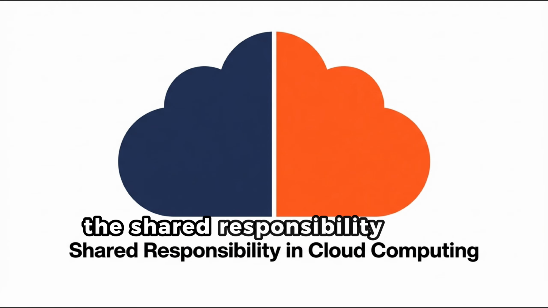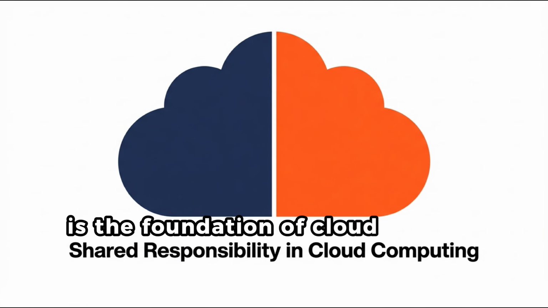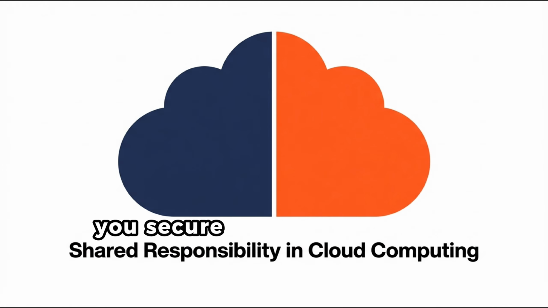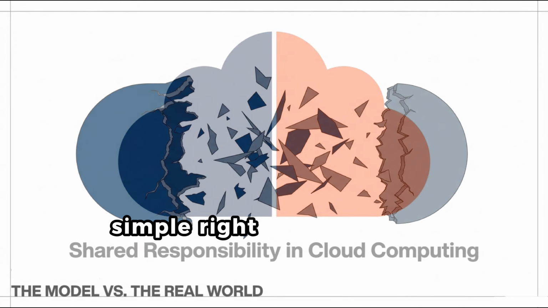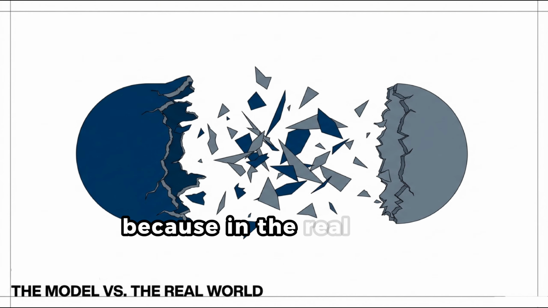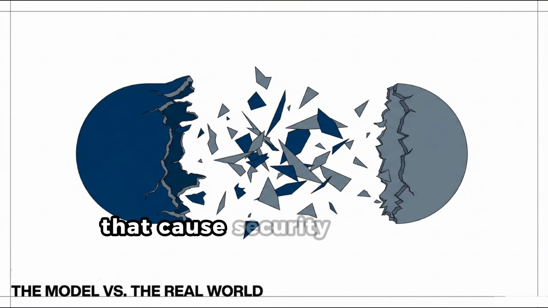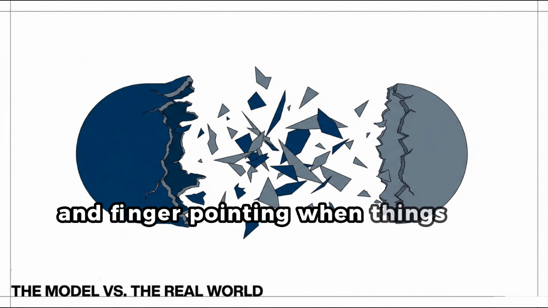The shared responsibility model is the foundation of cloud security. The cloud provider secures the infrastructure. You secure what you put on it. Simple, right? Except it's not. Because in the real world, this model breaks down in 5 critical ways that cause security incidents, operational failures, and finger-pointing when things go wrong.